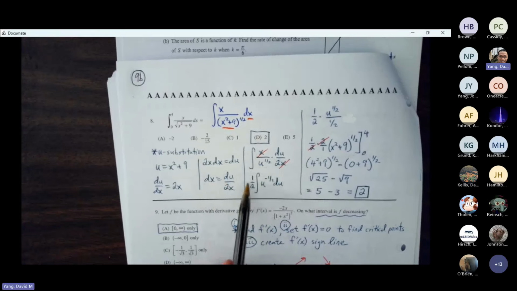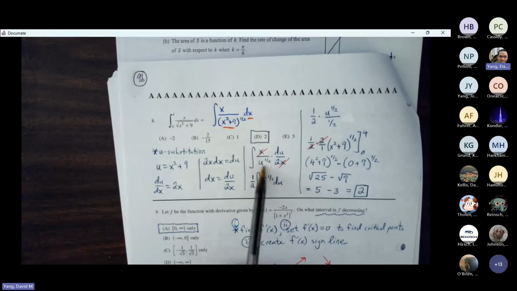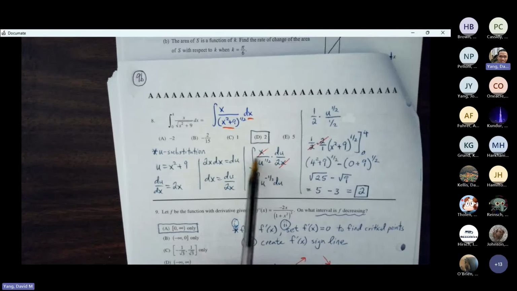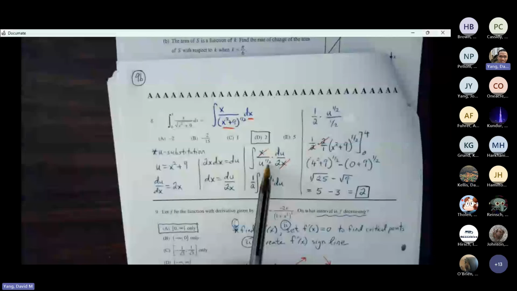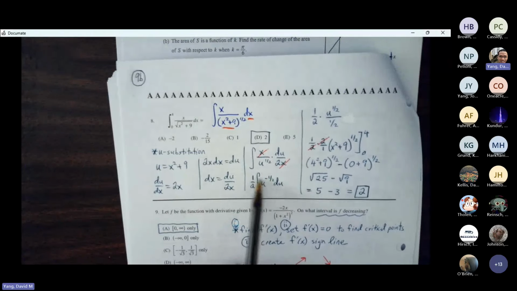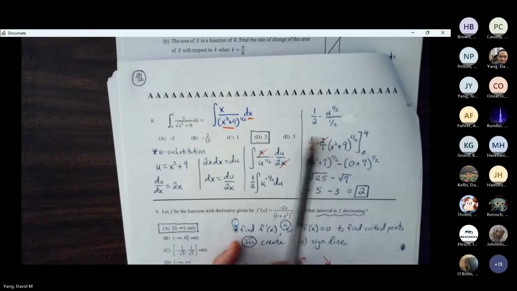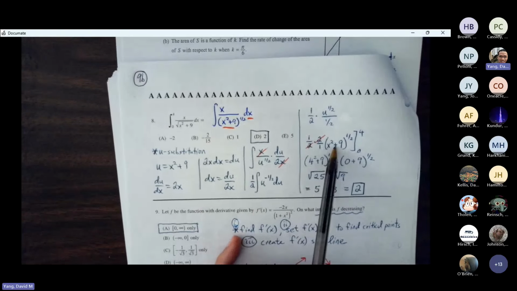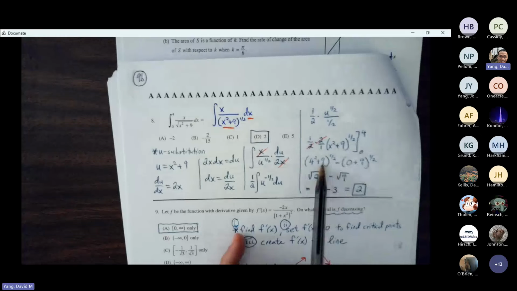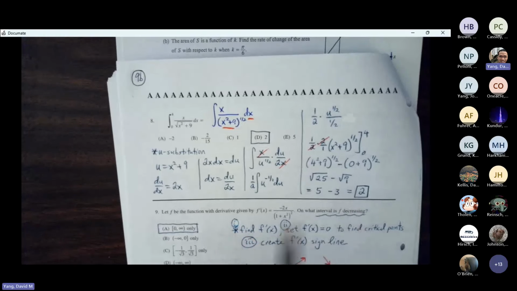My x's cancel out, pull the 1/2 in front, but I have to do some adjustment here. This is not natural log. This is power rule, but power rule with some adjustment. If we want to do power rule, we have to bring that 1/2 up to the top. Now we can go through power rule. Use the 1/2 over 1/2, clean that up, bring back your original variable, plug in your upper and lower bound, and work this out by hand. We get root 25, which is 5, root 9, which is 3, 5 minus 3 is 2.